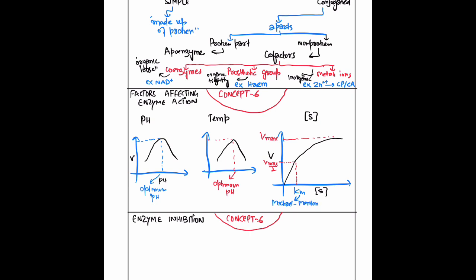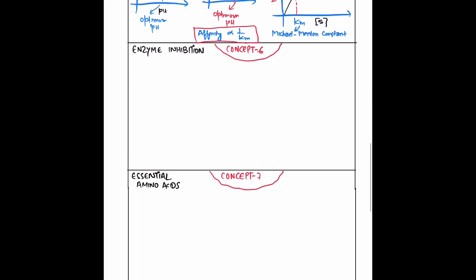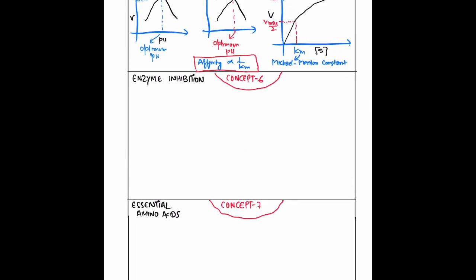Michaelis-Menten constant. And we must always remember the affinity of enzyme for the substrate is inversely proportional to Km. That means an enzyme which is having more Km has less affinity for the substrate, and an enzyme which is having less Km has more affinity for the substrate.